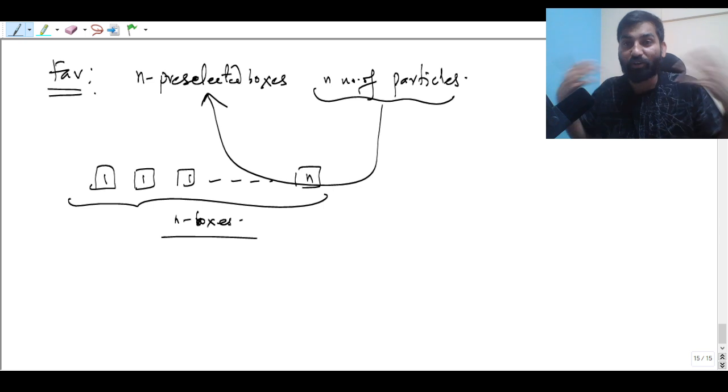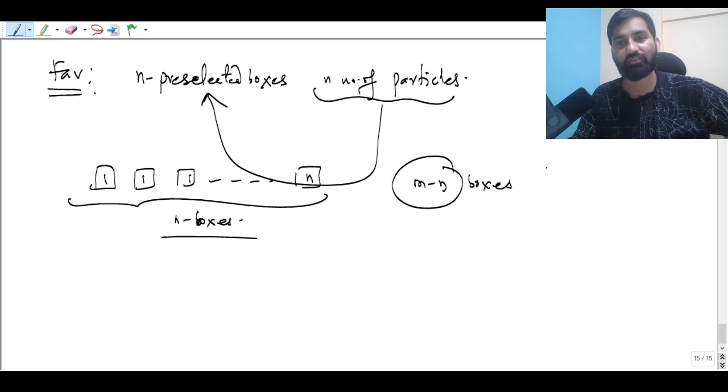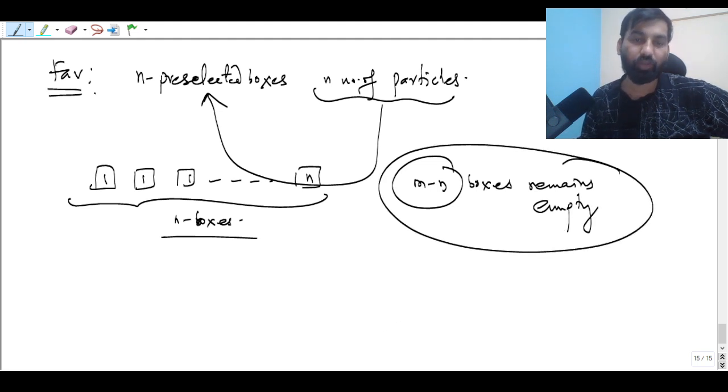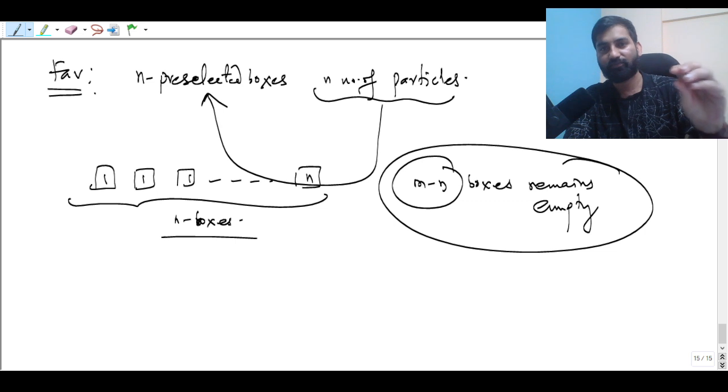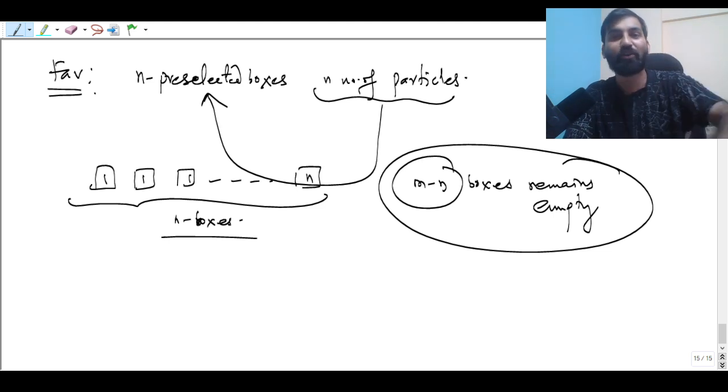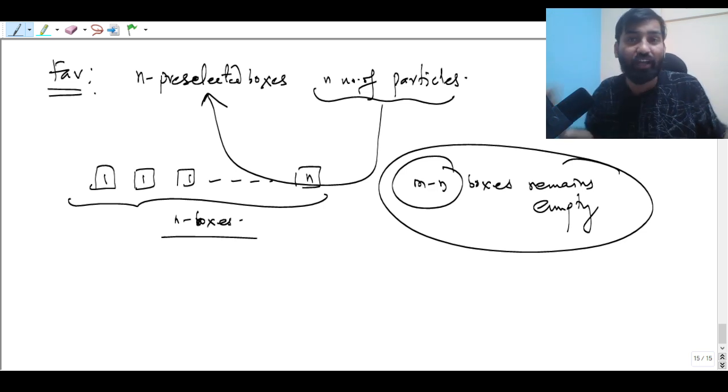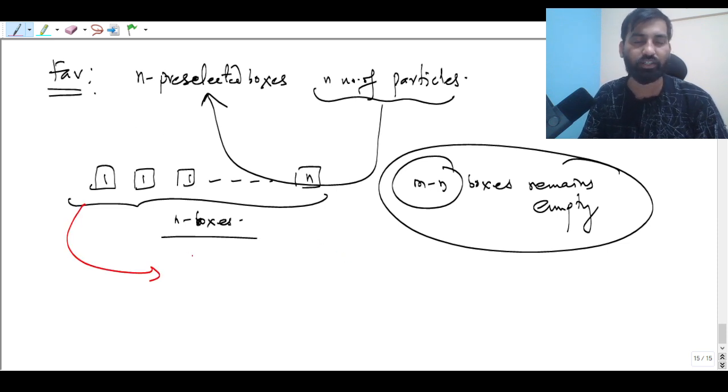And how many boxes are going to be empty? m minus n boxes remain empty. Why will they be empty? Because there are only n particles. You are going to put one particle in each pre-selected box, and there are n boxes and n particles, so the remaining m minus n boxes are going to be empty, because now you don't have particles to put. This is going to be done in one way only, because all particles are the same.